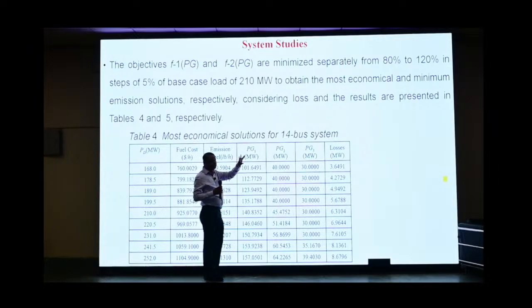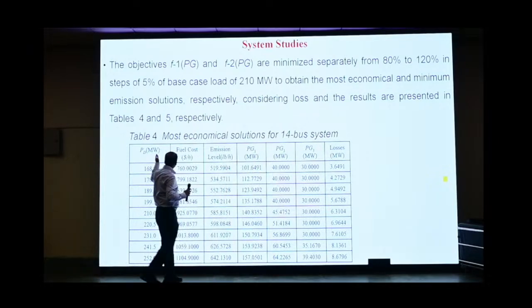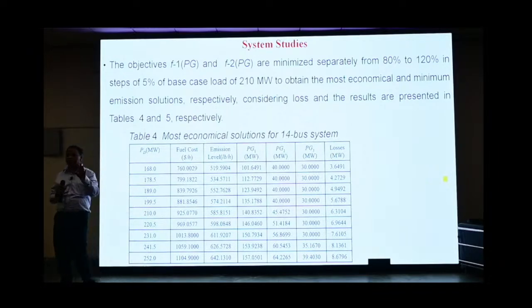These are the three decision variables, and these are the losses, for the different load levels. Load level 210 is normal, particularly for this system. 210 is the normal base.